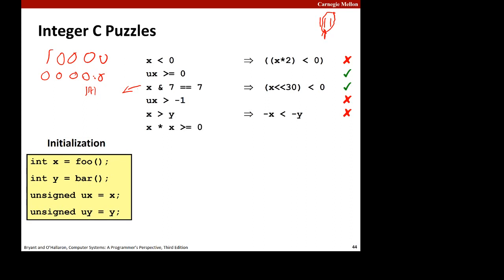Is x squared always greater or equal to 0? Actually, I showed that in the first lecture. No, 40,000 squared is not greater or equal to 0. In general, you can have overflow cases. If x and y are both positive, will x plus y be positive? No, right? Overflow case.